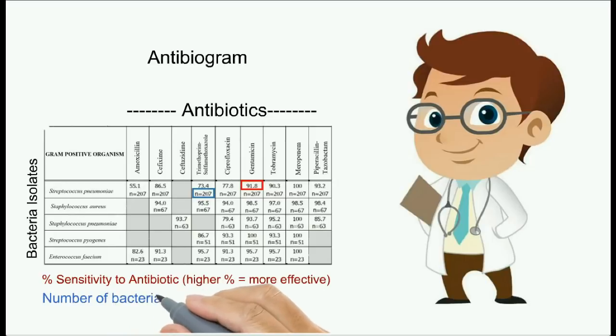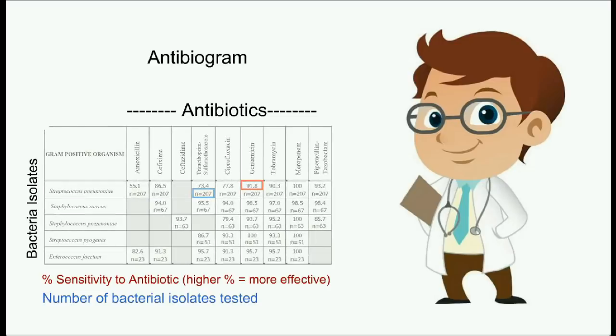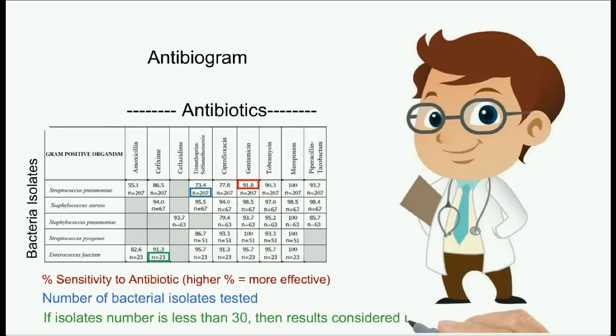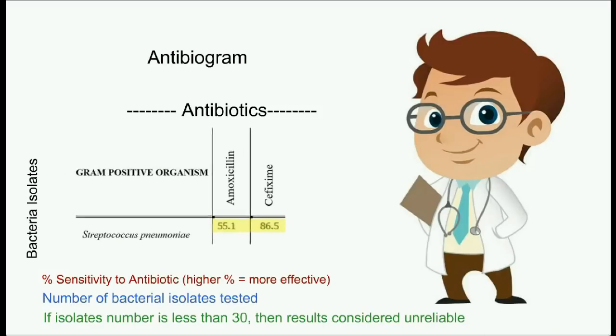The accuracy of this is dependent on the number of bacterial isolates tested. So, the higher the number, the more accurate the depiction. But if there are less than 30 isolates tested, the data is deemed unreliable for decision support.